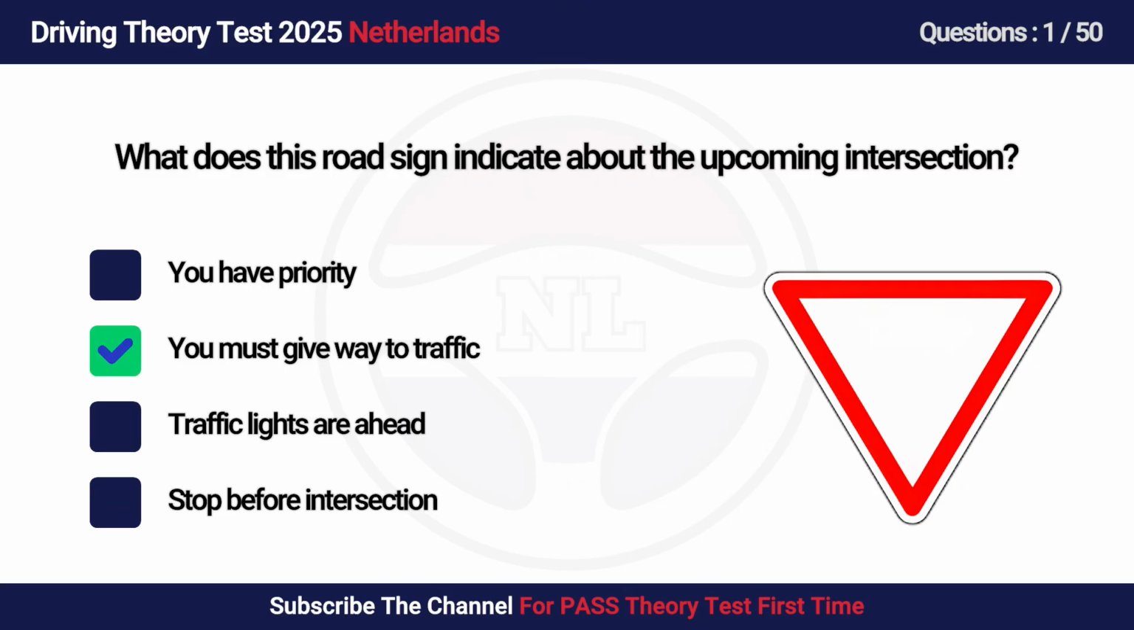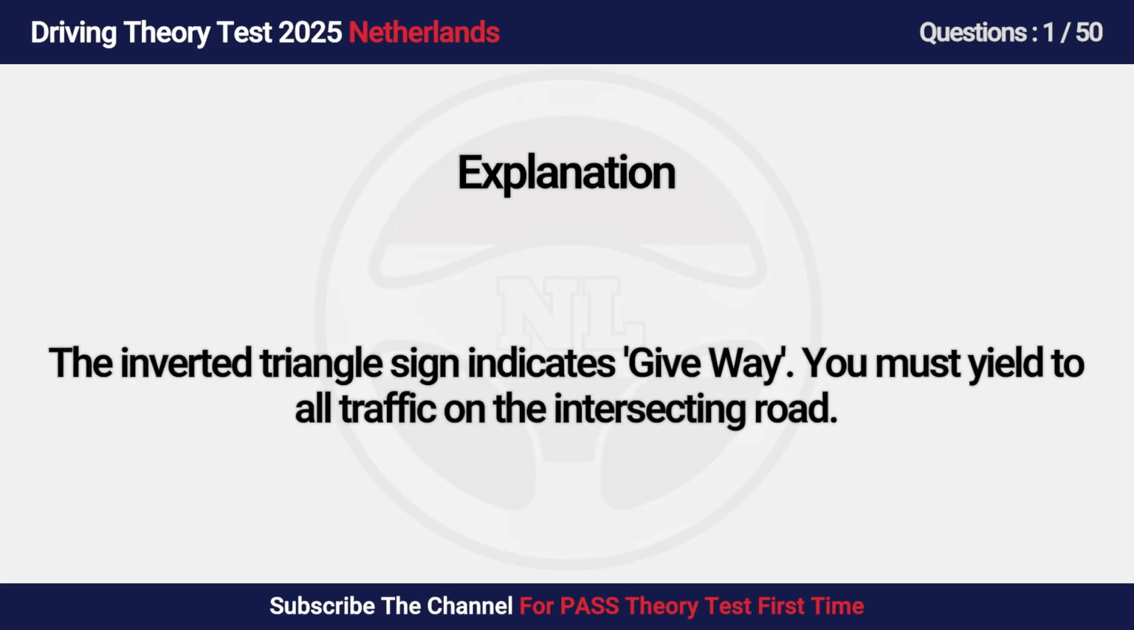Answer is B. You must give way to traffic. The inverted triangle sign indicates give way. You must yield to all traffic on the intersecting road.